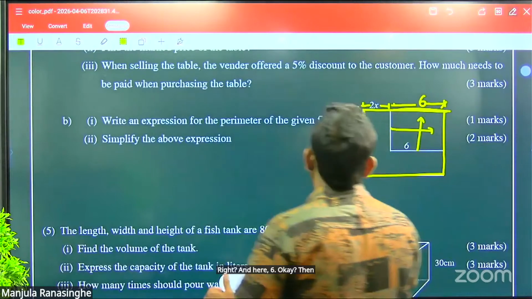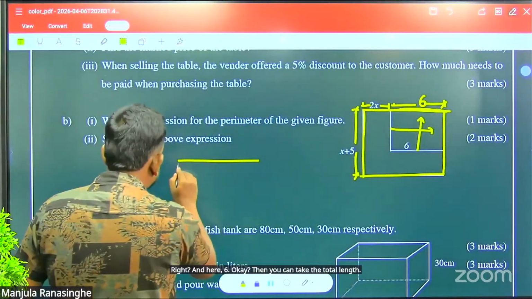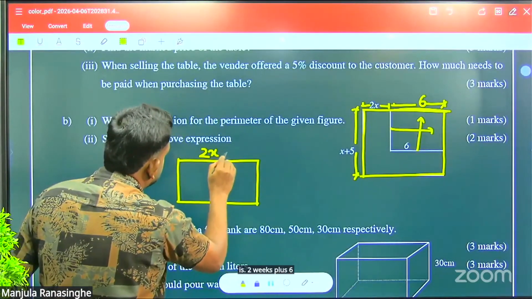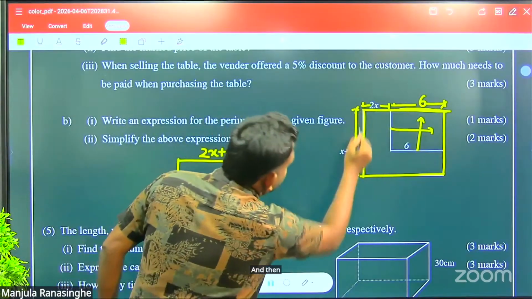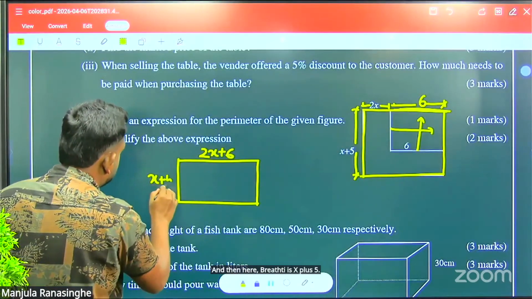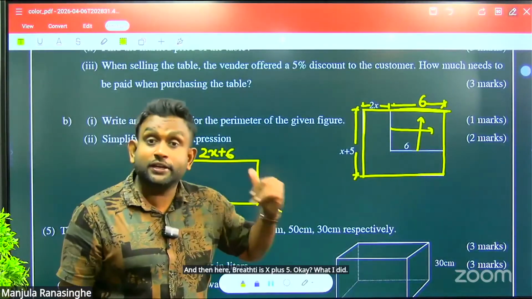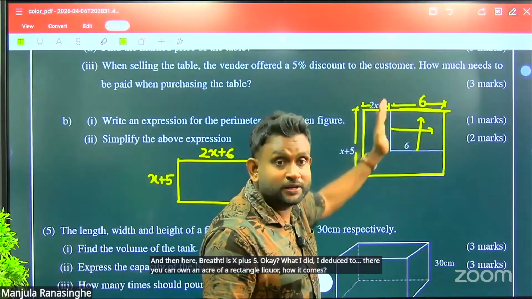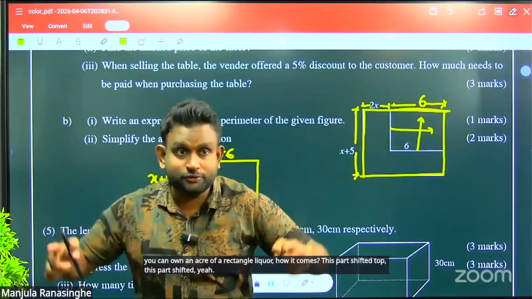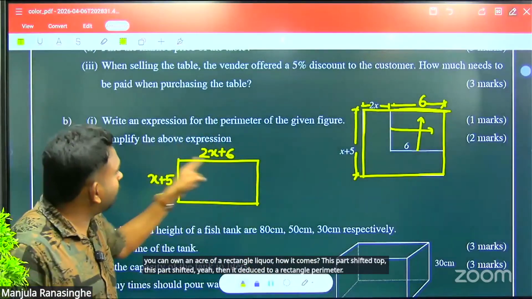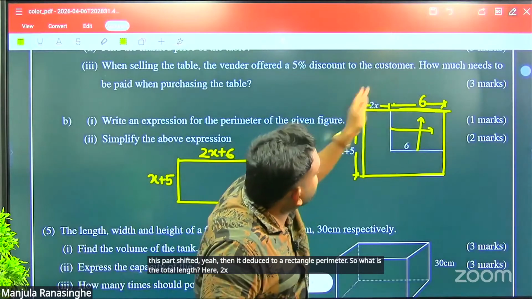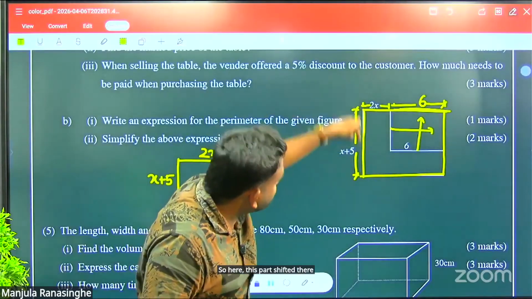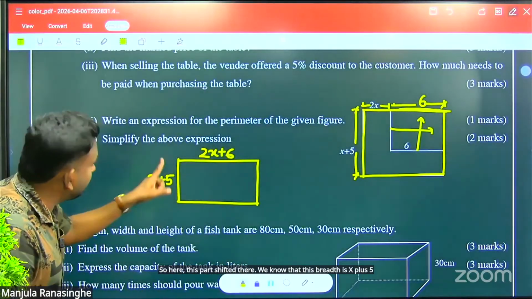Okay, then the total length is 2x plus 6. And then here the breadth is x plus 5. Okay, what I did is reduce it to a rectangle. How does it come? This part shifted to the top, this part shifted there. Then it reduces to a rectangle perimeter. So what is the total length? Here 2x, this part 6, so the total length is 2x plus 6. This part shifted there, then we know that this breadth is x plus 5.